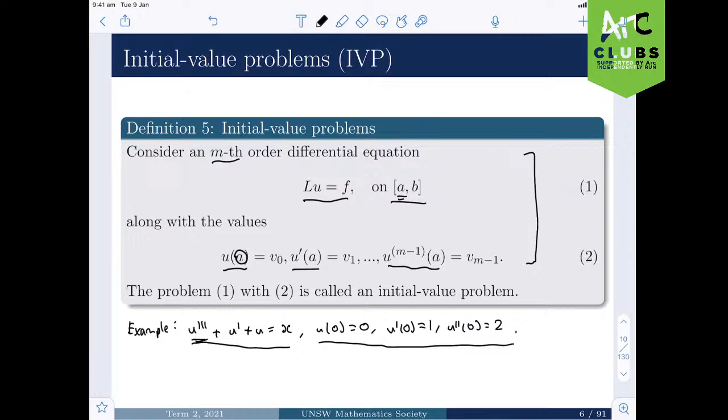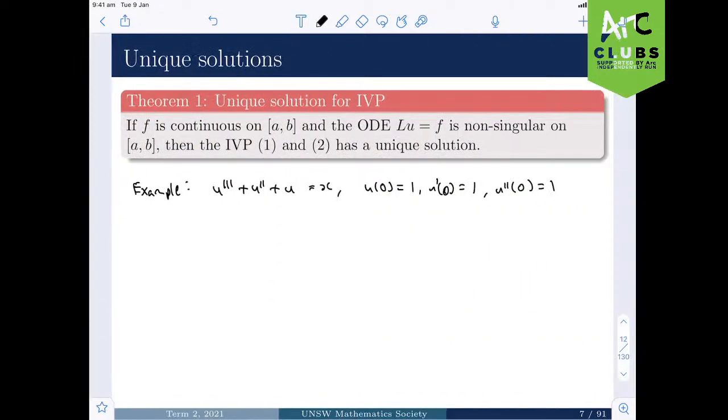Okay, and this is pretty nice because we have a theorem that says if f is continuous on the interval a to b, and the ODE Lu equals f is non-singular on the interval a to b, then that IVP we just saw, the initial value problem, has a unique solution. For example, this one is a third order ordinary differential equation, and it's non-singular because the leading coefficient is 1. So it can't be 0 on any interval. And if we solve this, we will get a unique solution.